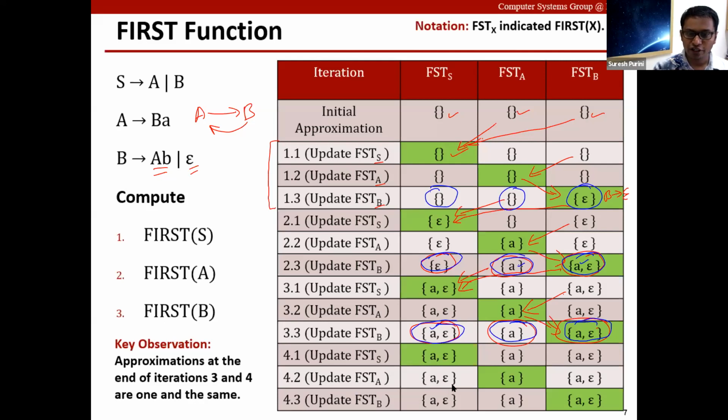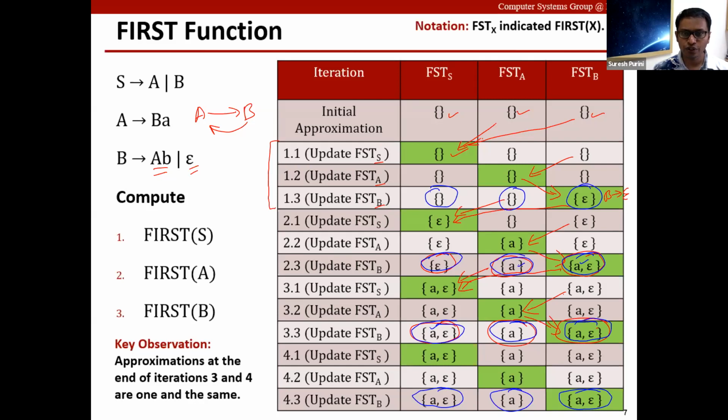And at the end of iteration 4, if we repeat the same process, we see these are the estimates. We can notice that these estimates didn't improve from the previous iteration. So when the estimates don't improve from the previous iteration, that means the algorithm has stabilized. If you do one more iteration also, it's not going to improve at all. So we say that the algorithm has converged, and we say these are the first sets associated with the different non-terminal symbols. So this algorithmic approach is what is called a fixed point approach for computation of functions.